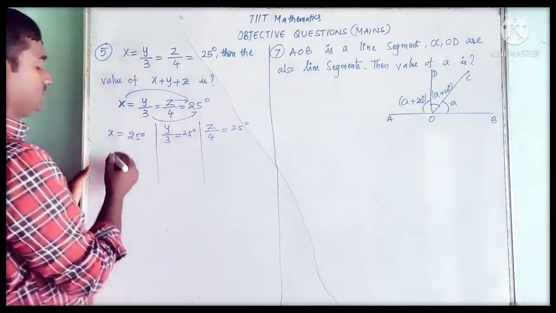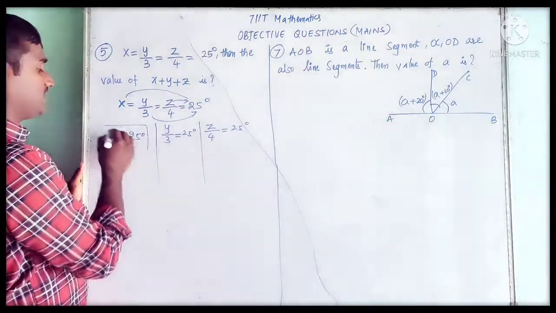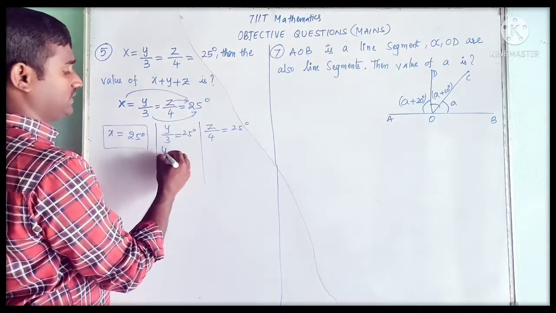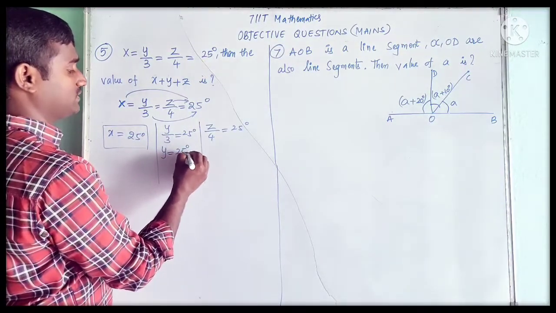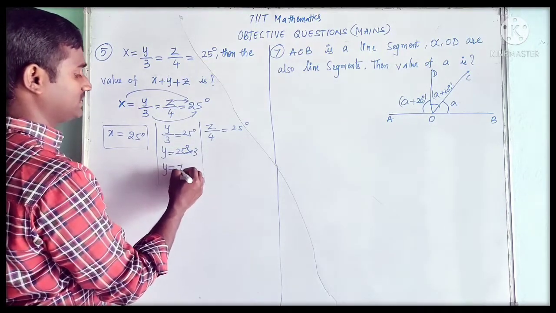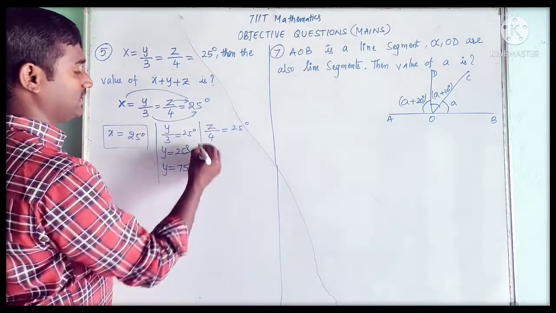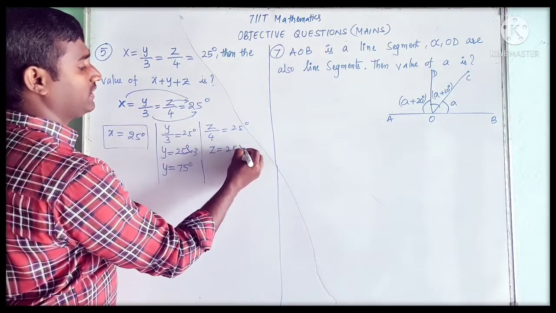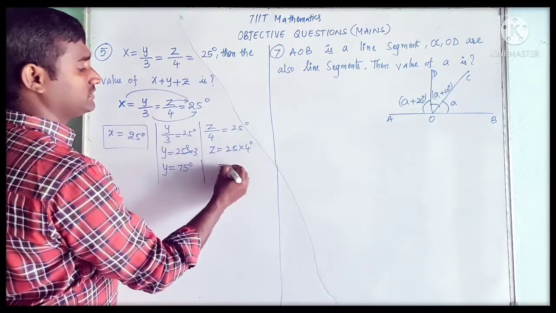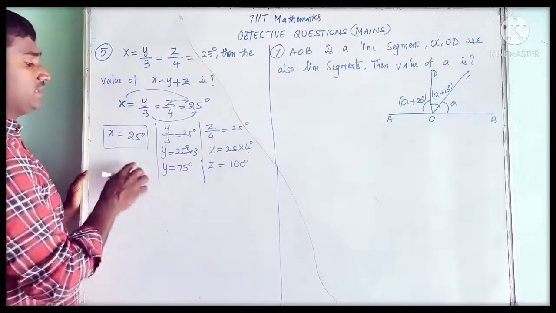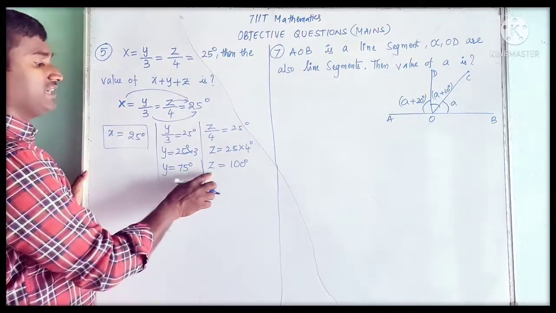If x is equal to 25 degrees, directly we obtain the x value. If y by 3 equal to 25 degrees, then y is equal to 25 degrees into 3, y equal to 75 degrees. And z by 4 equal to 25 degrees, so z equal to 25 into 4 degrees, which is equal to 100 degrees. Now we obtain the x value, y value, z value.